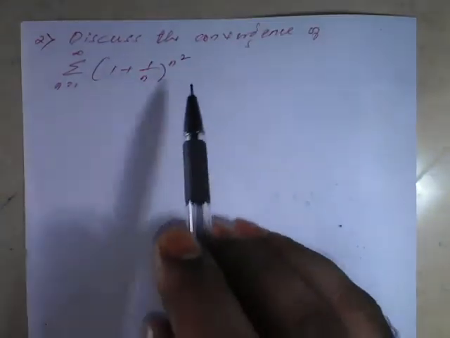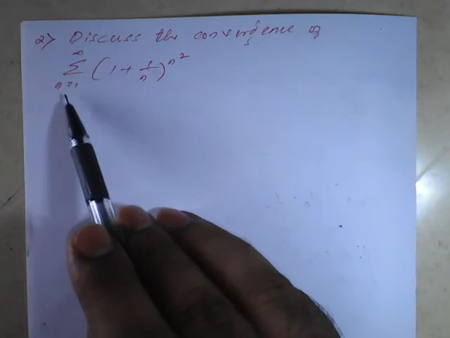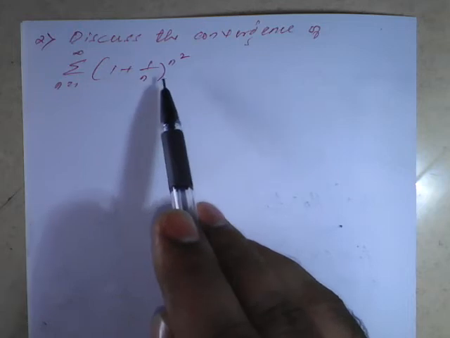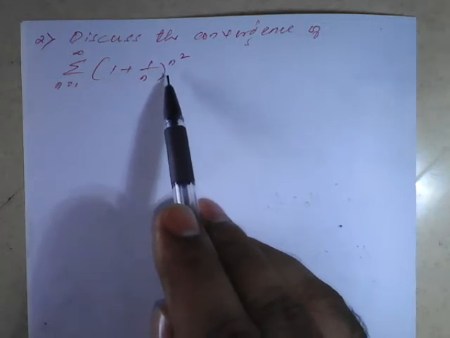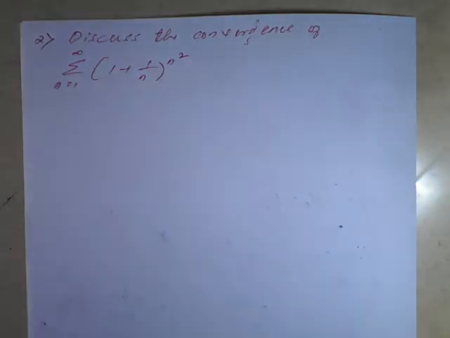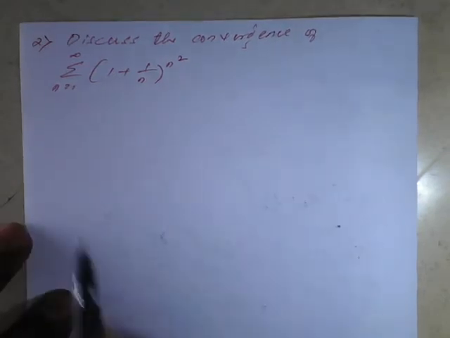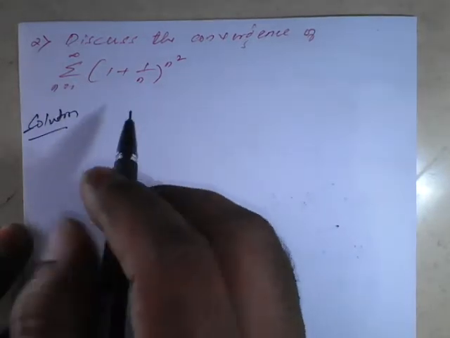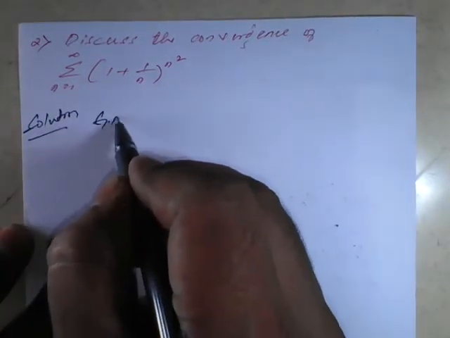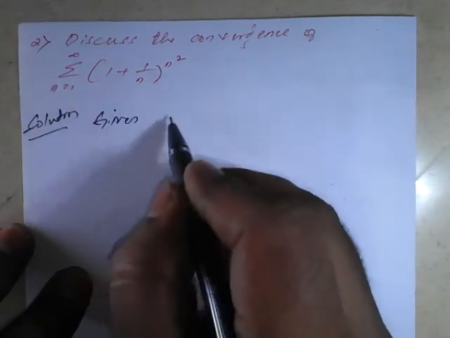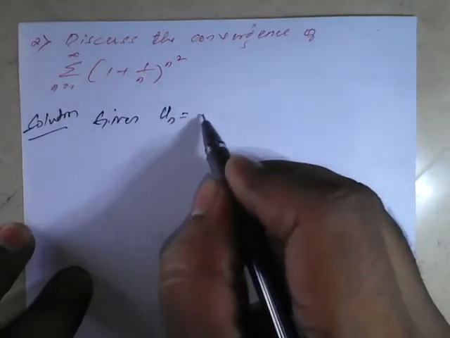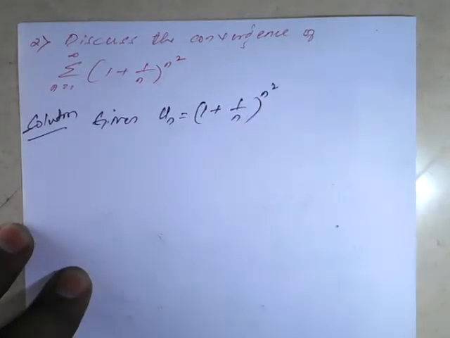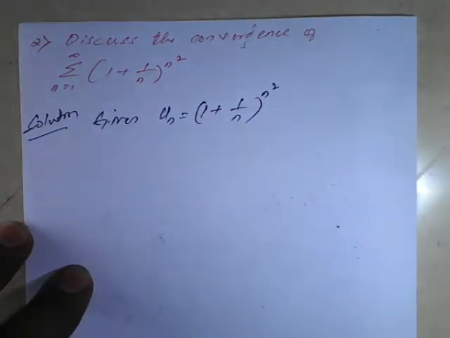The example is: discuss the convergence of summation n from 1 to infinity (1 plus 1 upon n) whole raised to n square. So here also they have given the nth term already. Solution. So given is the nth term. So here un is equal to (1 plus 1 upon n) raised to n square. This is our nth term.